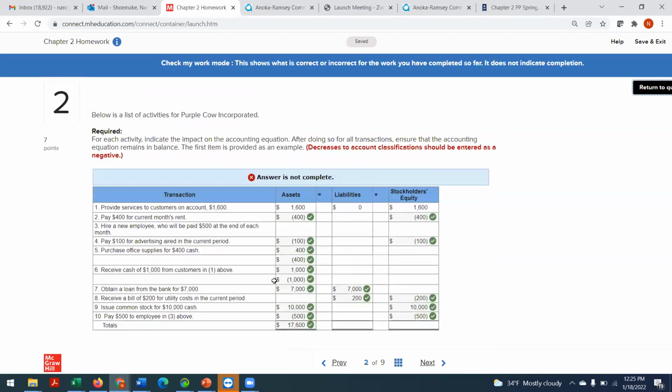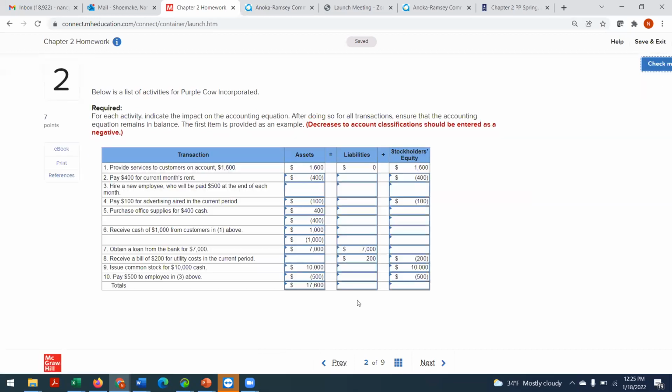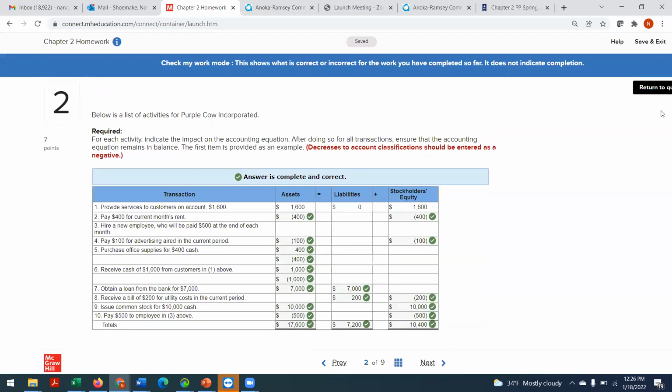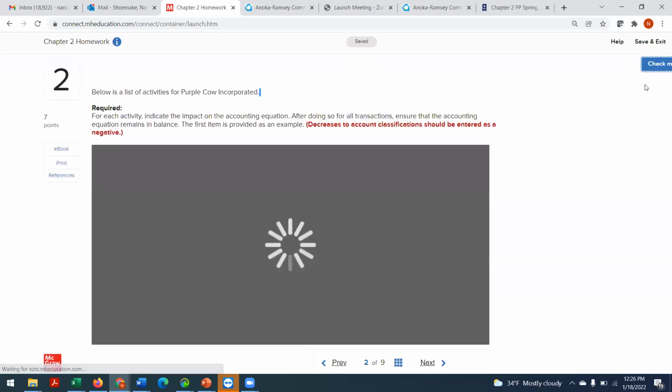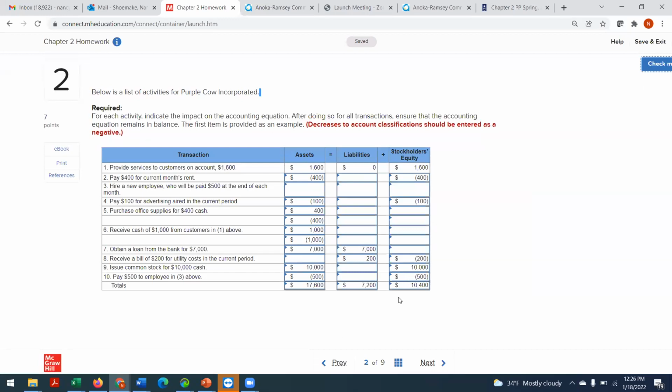So guys, you'll want to do the same. The key here is that the assets still equal your liabilities plus your stockholders' equity. So you're going to want this number to be 7,200 and this number should be 11,000, 10,400. They're just wanting, again, everything's got to equal there. Any questions with that?